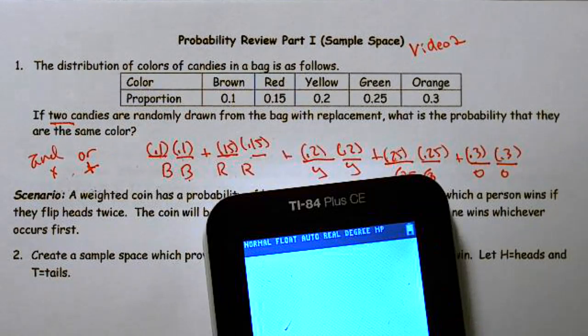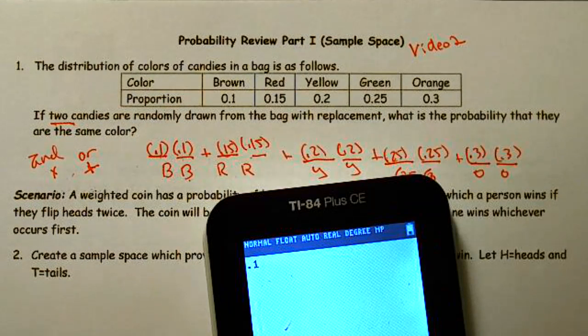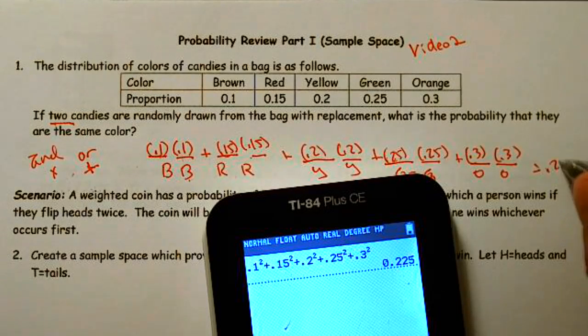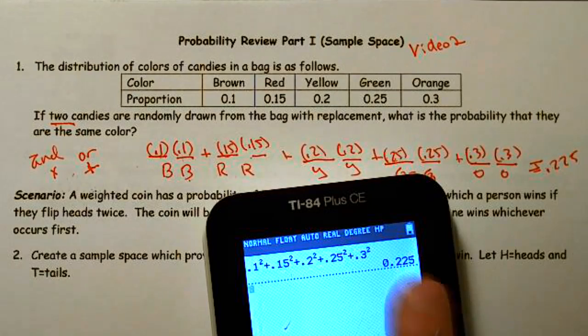So in this case, 0.1 squared plus 0.15 squared plus 0.2 squared plus 0.25 squared plus 0.3 squared. And that equals 0.225. All right. Okay, so that would be that one right there.